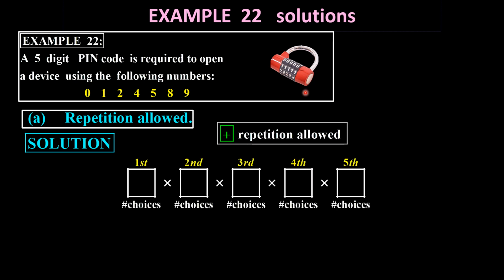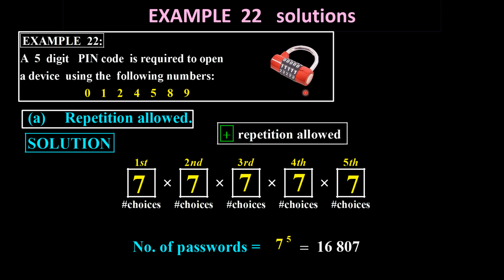So I want 5 digits, so let's say I have my spaces there. The first one can be any of the 7, because repetition is allowed. The second one can also be any of the 7, any of the 7, any of the 7. So the number of choices I would have here would be 7 to the exponent 5, and 7 to the exponent 5 is 16,807.